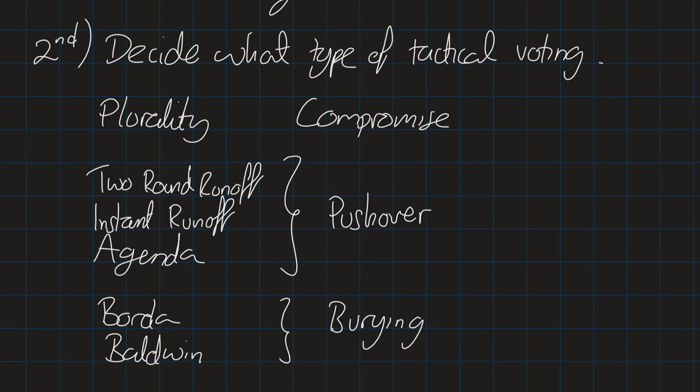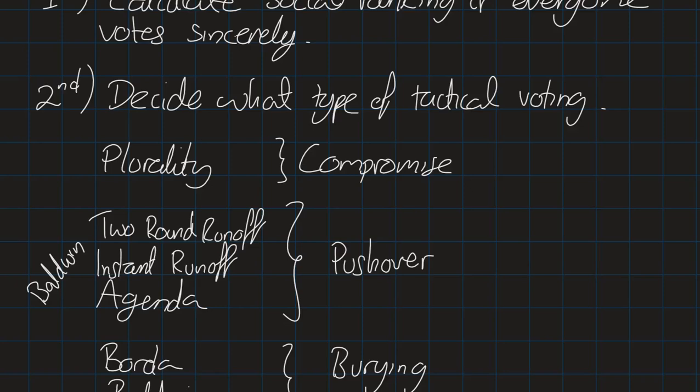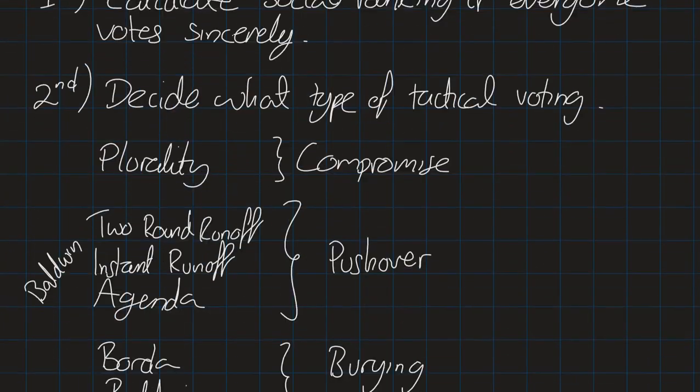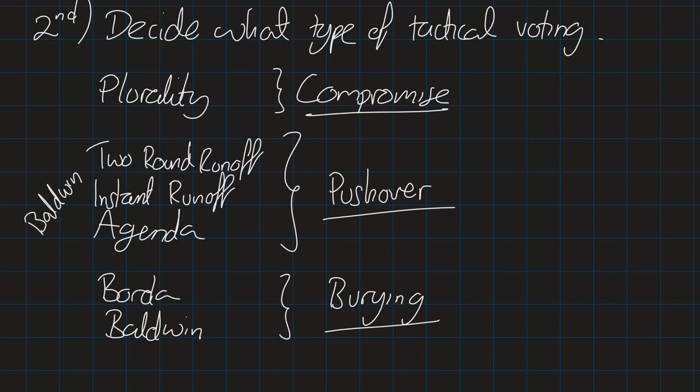But this is just a rule of thumb. It's not 100% true all the time. For example, sometimes you can also add Baldwin in pushover. Sometimes the Baldwin is susceptible to pushover voting, but I think most of the time it will be burying, which will be the best tactical voting to use. So depending on what the voting system is, you should choose the correct type of tactical voting.